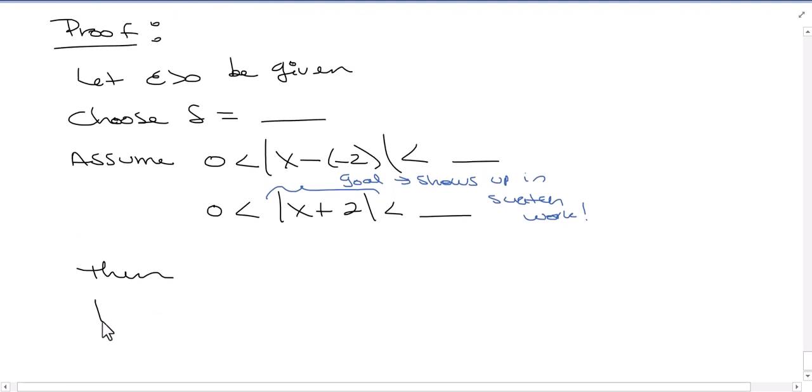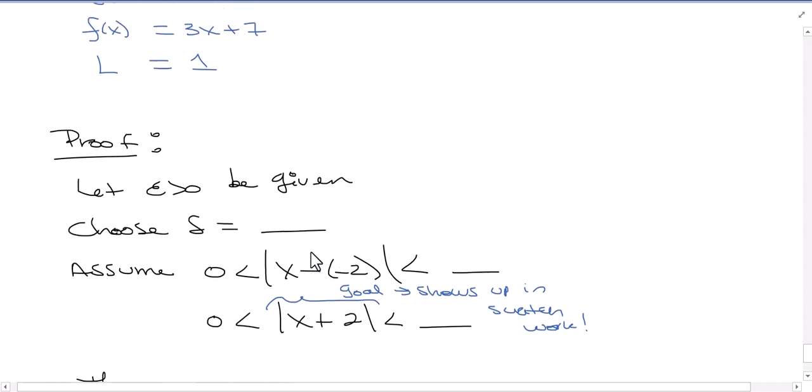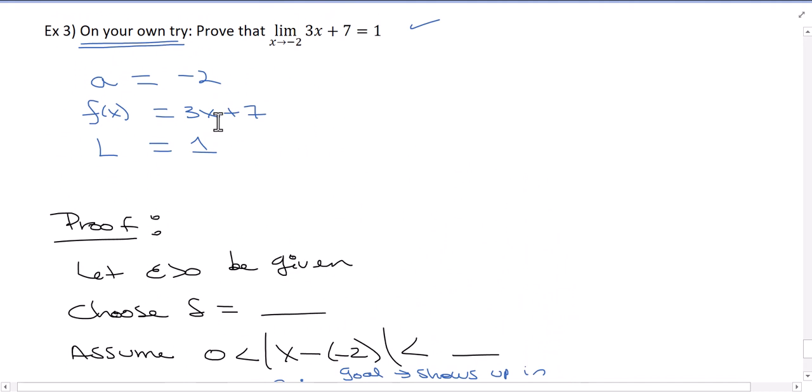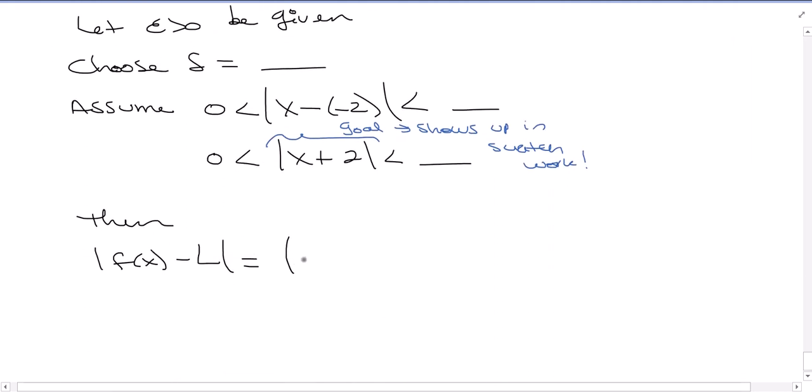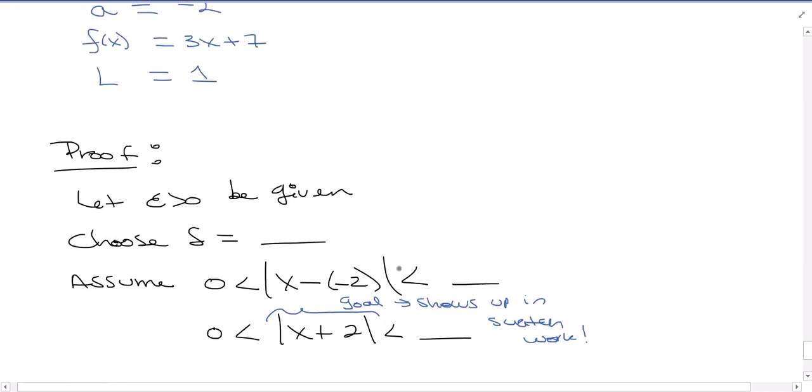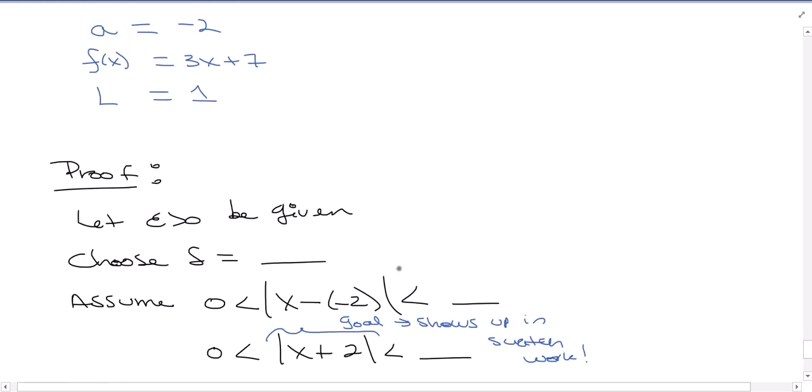f of x minus L, in our case, is, what is f of x? 3x plus 7, and L is 1. So f of x minus L is 3x plus 7 minus 1, and we'll go through the work in here. So let's find our delta. What is delta? Let's go to our scratch work.